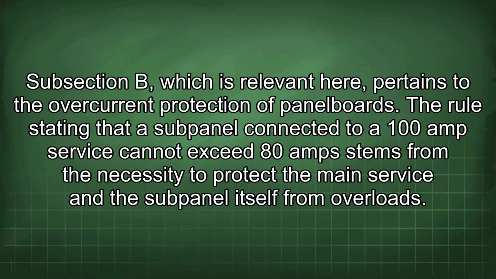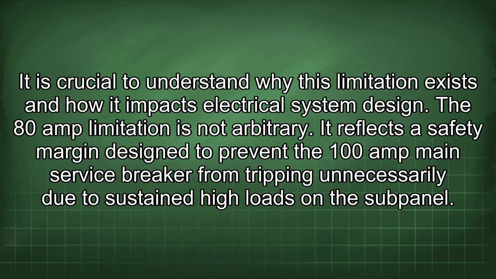The rule stating that a subpanel connected to a 100 amp service cannot exceed 80 amps stems from the necessity to protect the main service and the subpanel itself from overloads. It is crucial to understand why this limitation exists and how it impacts electrical system design. The 80 amp limitation is not arbitrary. It reflects a safety margin designed to prevent the 100 amp main service breaker from tripping unnecessarily due to sustained high loads on the subpanel.